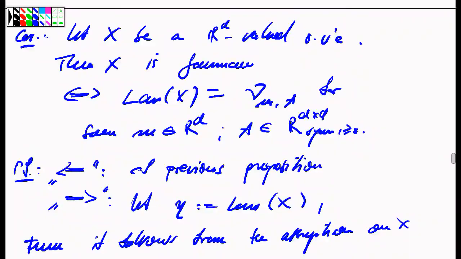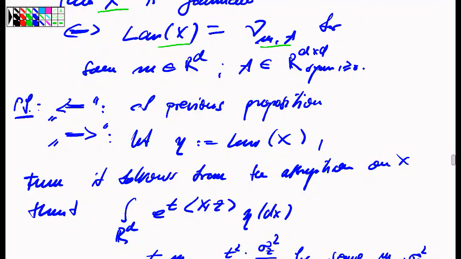The next result shows that our initially very simple and naive definition of a multidimensional Gaussian random variable actually coincides with those random variables which are distributed according to a Gaussian distribution in this very specific form. So the statement is like this: let X be an R^d-valued random variable, then X is Gaussian, according to the very first definition, if and only if its law is given by a Gaussian distribution with certain parameters M and A.